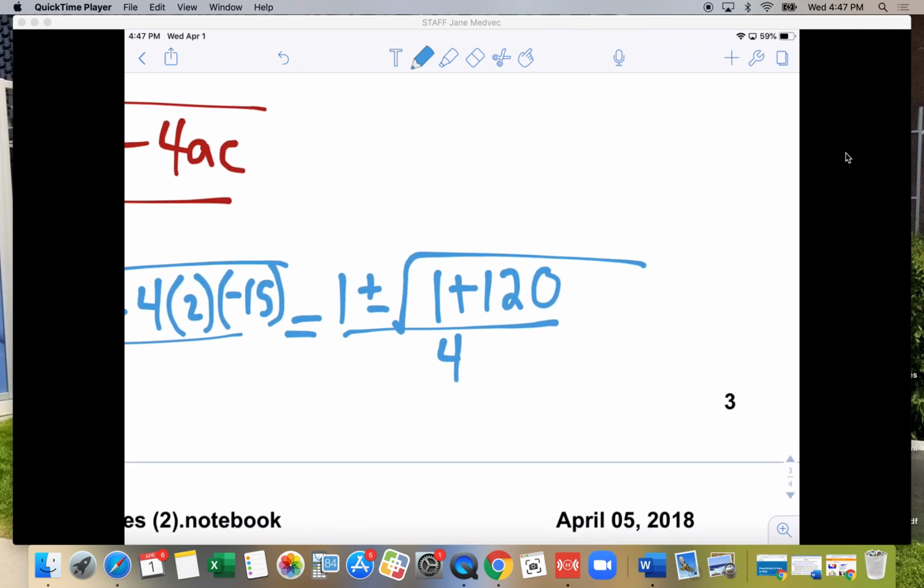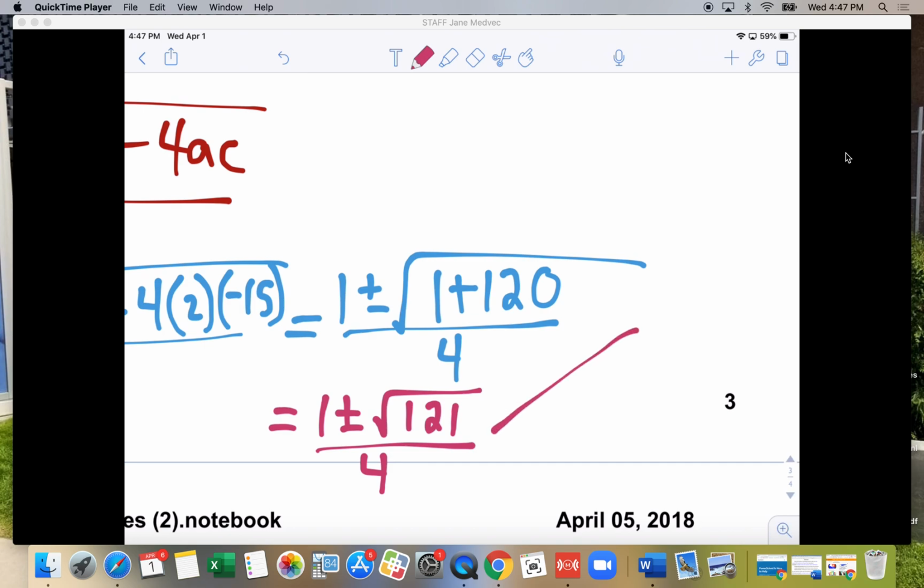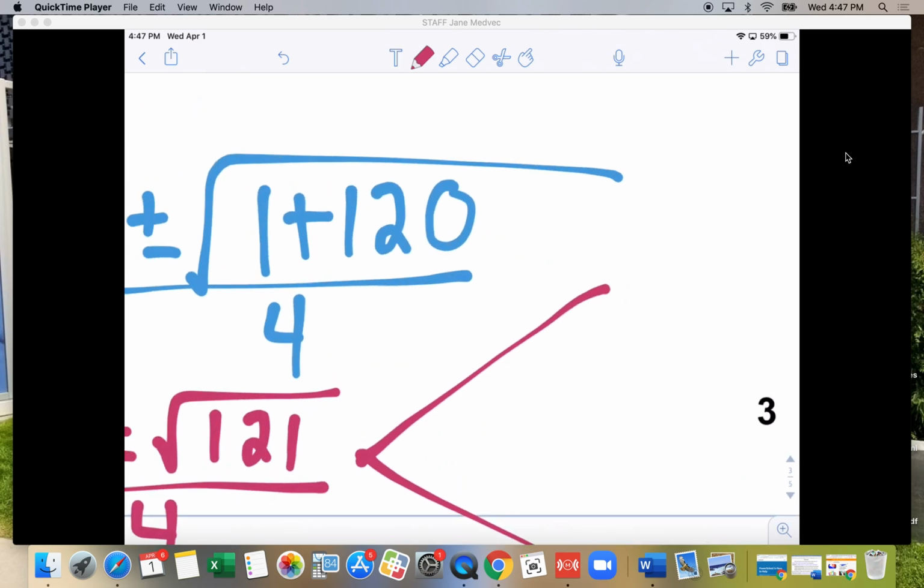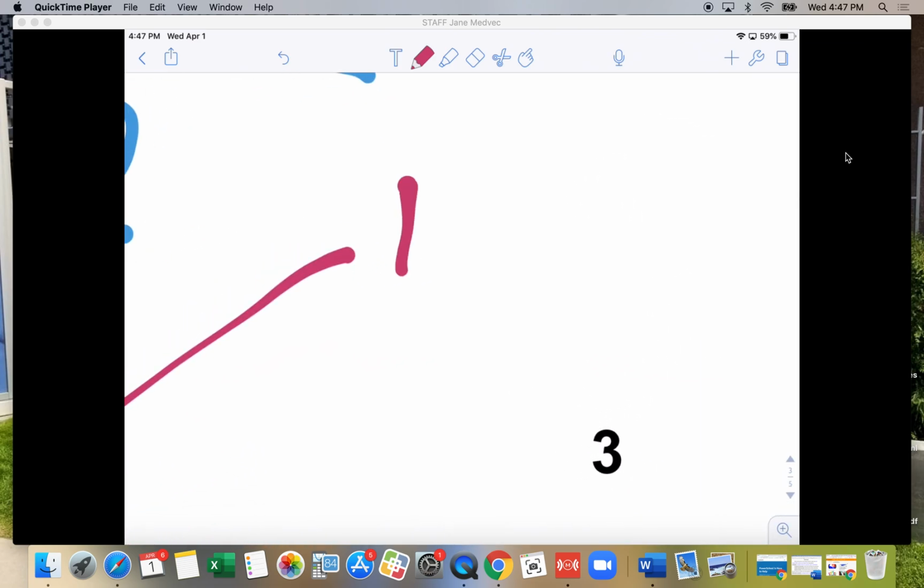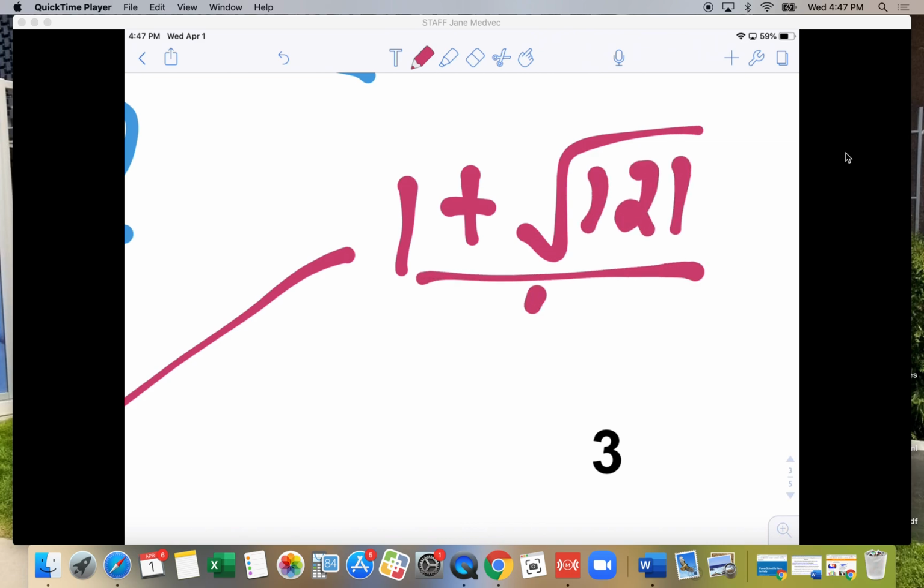Okay, I'm going to keep going. Change color here. x equals 1 plus or minus the square root of 121, over 4. Okay, I'm going to split it here. This is kind of what we did before. So I'm going to go 1 plus the square root of 121, over 4.